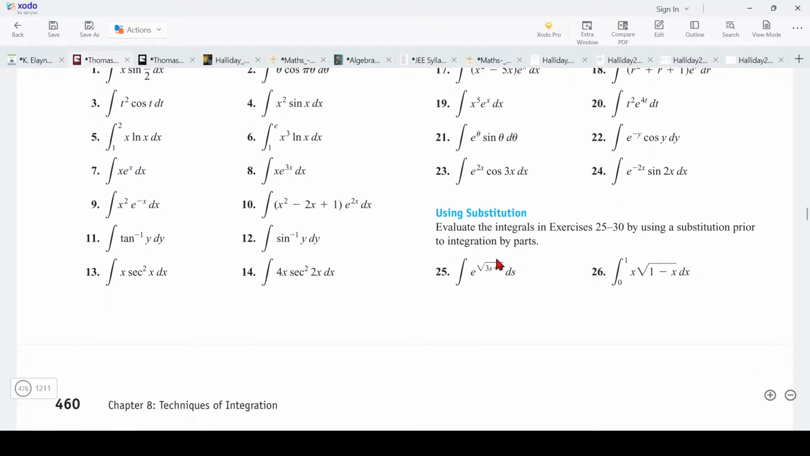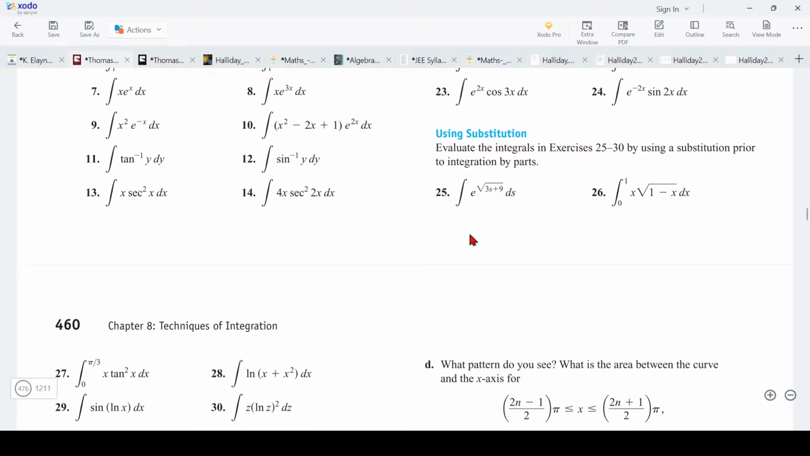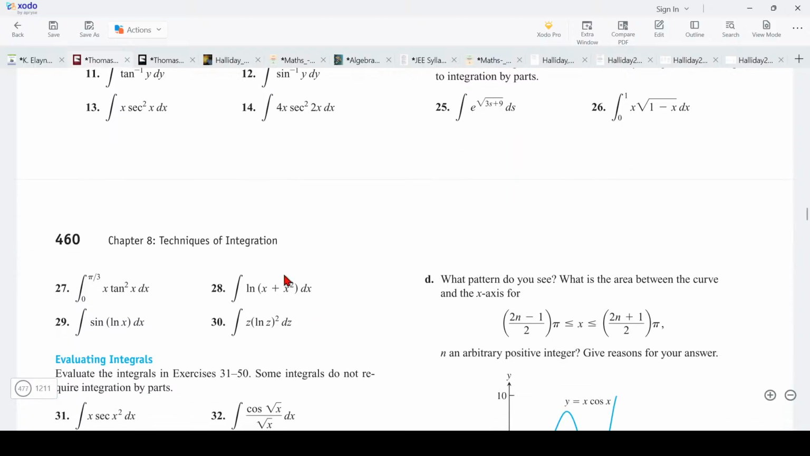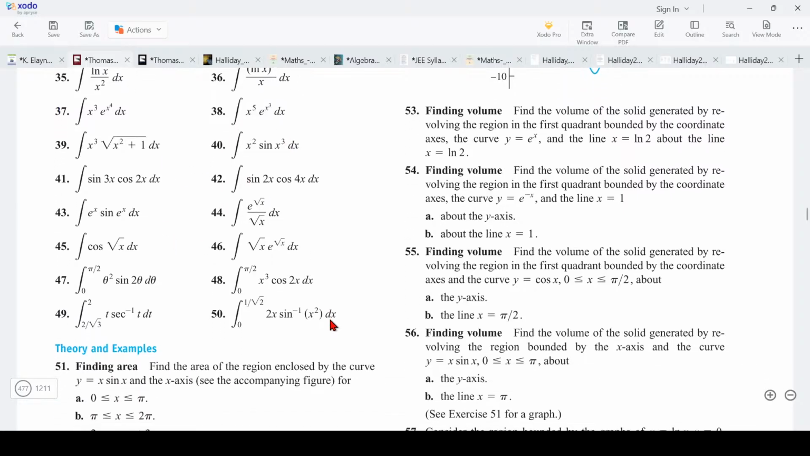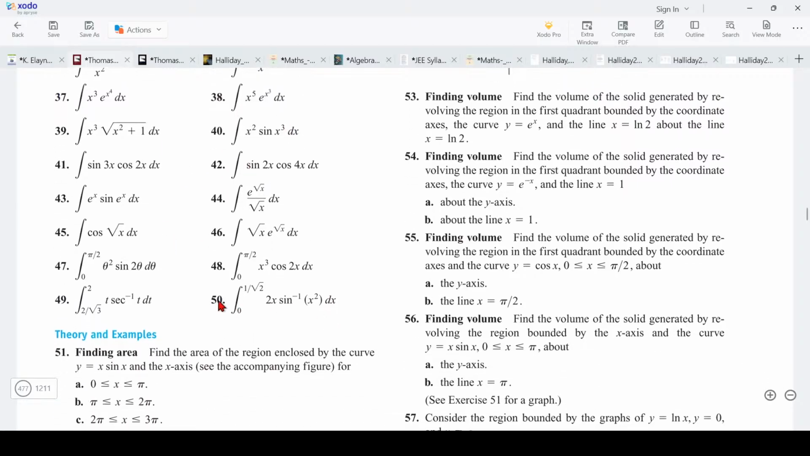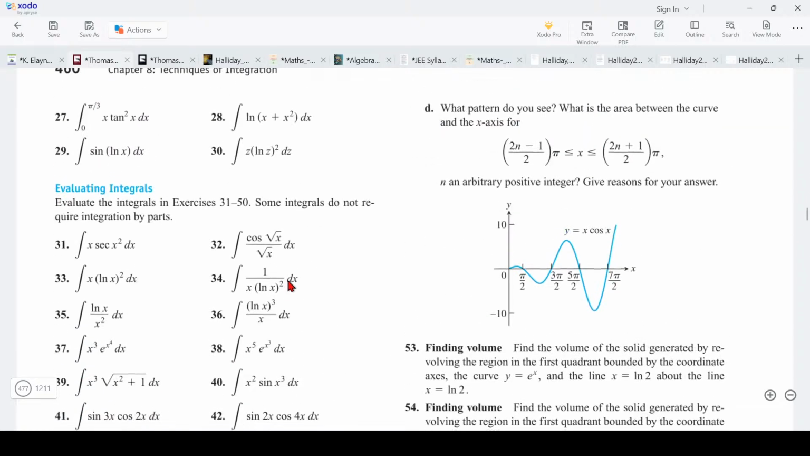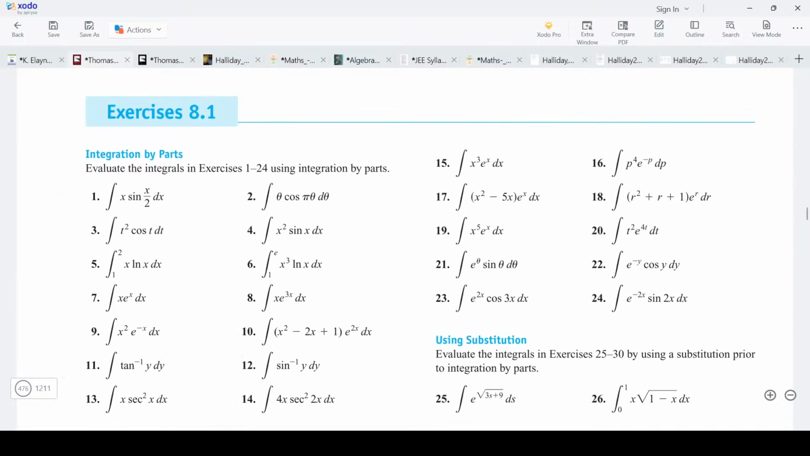Okay, sir. So in this case, there is some substitution also involved, apart from by parts. I think you should be able to do this. Try till this problem 50. Okay? Yes, sir. Try till 50. We'll meet again on Monday, no?